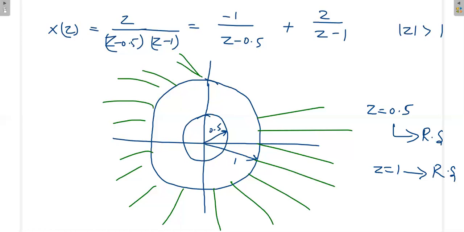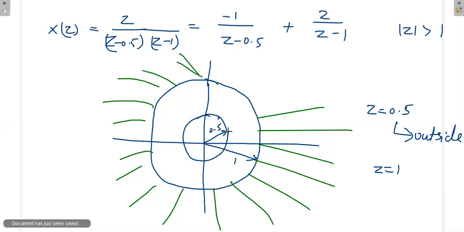And also we know that if the ROC is present on the right side, it's not right side. Again, we are using the wrong notation here. Right side and left side are only applicable for the Laplace transform. Here the ROC is outside the unit circle. So with respect to z equal to 0.5, whether the ROC is outside or inside the circle? It is outside the circle of radius 0.5. With respect to the circle z equal to 1, where is the ROC? That is also present outside.